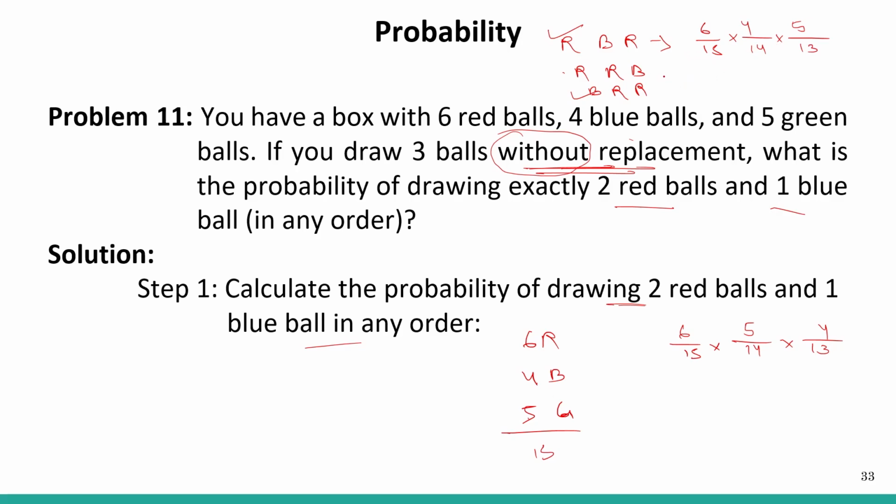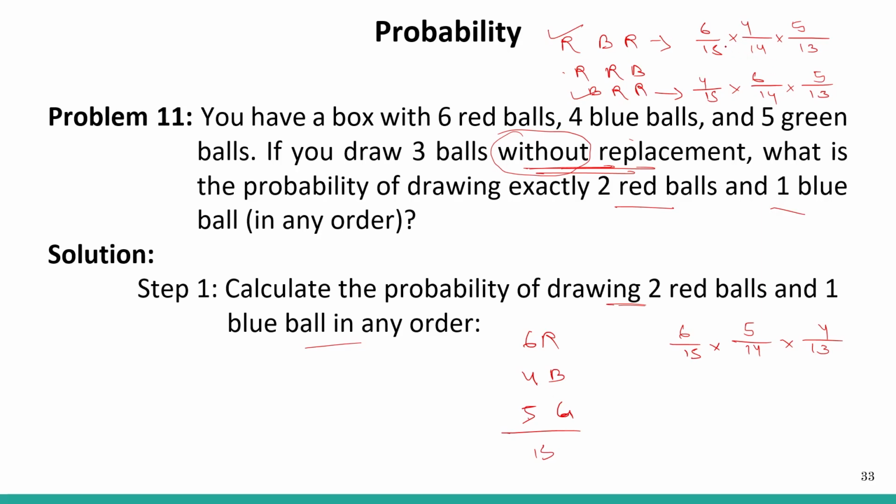Now what we want to calculate is this case. It will be 4 by 15, because the number of favorable outcomes is 4, as there are 4 blue balls, and the total number of balls is 15. Then we want to draw a red ball. The total number of red balls is 6, so the number of favorable outcomes is 6, and the total number of outcomes remaining is 14 because we have already drawn 1. Then the total outcomes remaining is 13, and the favorable outcomes is 5 because we have already drawn a red one.